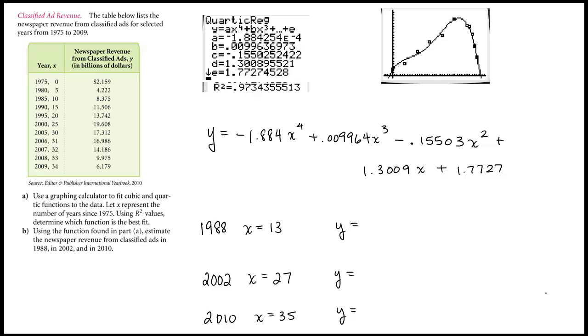For 1988, I will get a y value of $8.9937 billion. For 2002, I will get a y value of $19.862 billion. And for 2010, it's going to be $1.8358 billion. That's how we can use regression analysis to predict the future on certain problems.